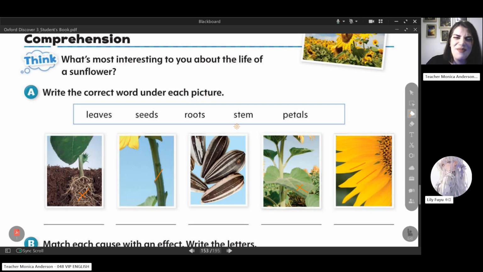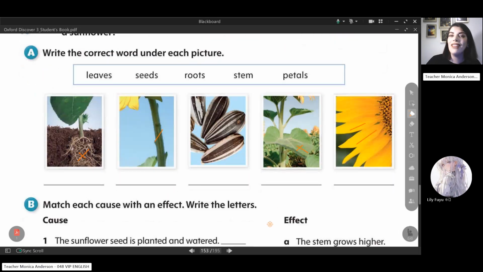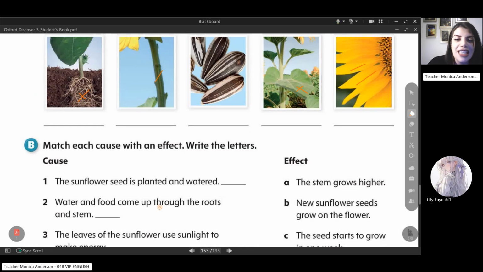Petals. Petal. What is petal? No, petal. Petals. Say? Petal. Petal. Paddle. Yeah, very. It's just like paddle. Do you remember? This is paddle. So we have a lot of words with the same pronunciation.